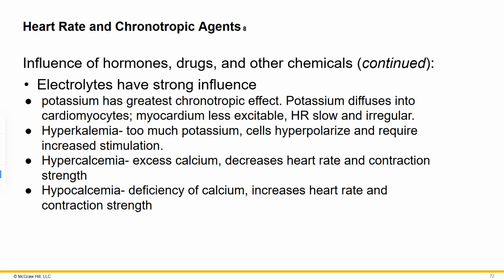Electrolytes have a strong influence. Potassium has the greatest chronotropic effect. Potassium diffuses into cardiomyocytes. Myocardium is less excitable, and the heart rate becomes slow and irregular. Hyperkalemia, too much potassium, the cells hyperpolarize and require increased stimulation. Hypercalcemia, excess calcium, decreases the heart rate and contraction strength. Hypocalcemia, a deficiency of calcium, increases the heart rate and contraction strength.